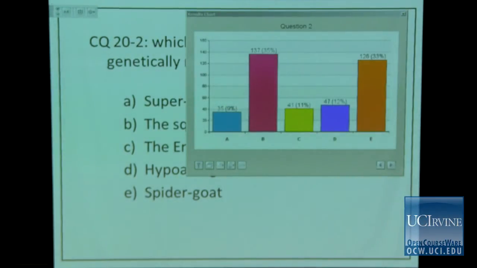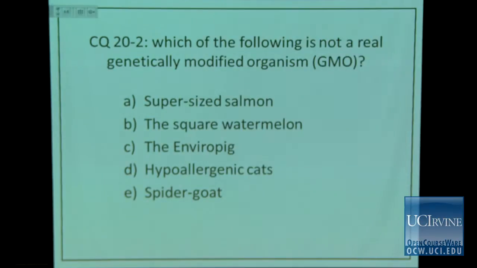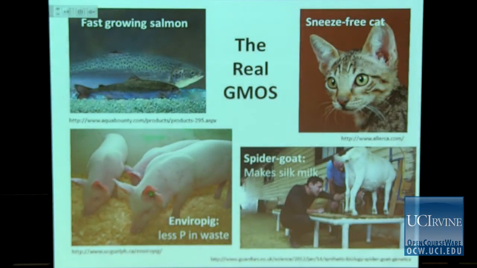Okay, the popular imposters were the watermelon and the spider goat. I thought those were improbable. Okay, well, these are the real GMOs. So they have made supersized salmon that grow twice as fast as regular salmon. They've made environmentally sensitive pigs that have less phosphorus in their waste, so that doesn't poison the environment as much. Spidey goat here makes silk milk. She puts spider silk into her milk, and you can purify that and make biosteel.